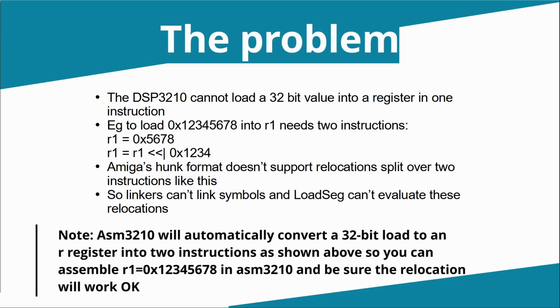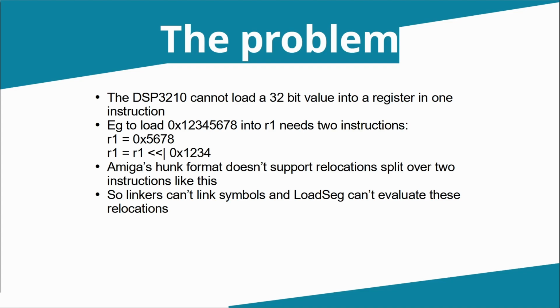The problem there is that we've split our symbol, which in this case was the hex 12345678, across two different instructions. And the Amiga hunk format doesn't support symbols and relocations split over two instructions like that. So we've immediately uncovered a problem here that we cannot use the Amiga hunk format in order to do our executable.